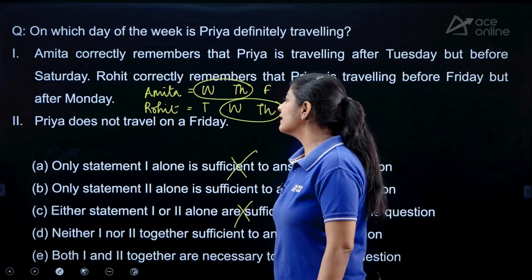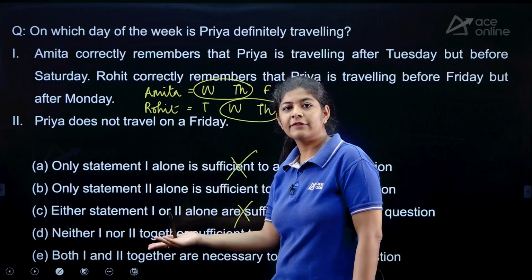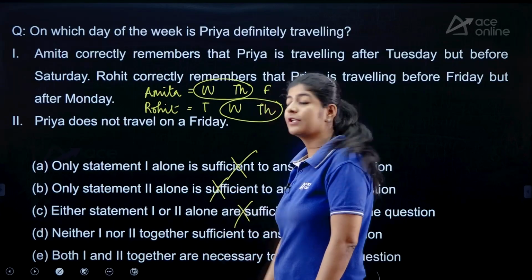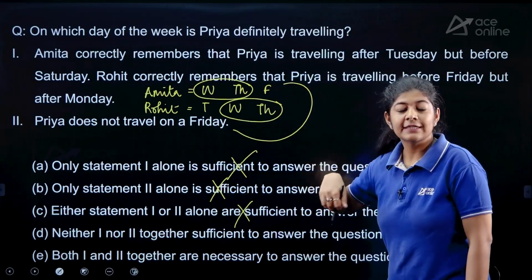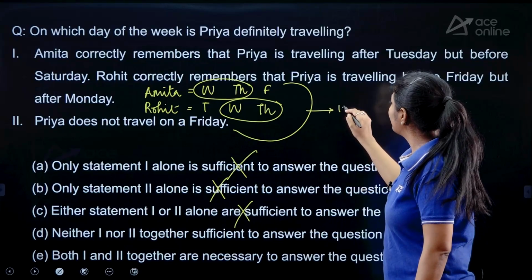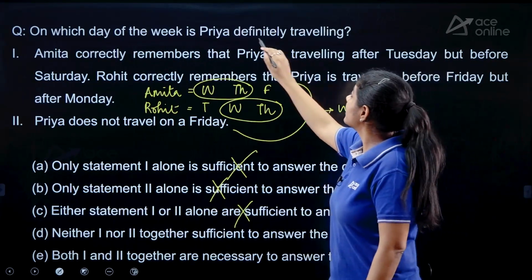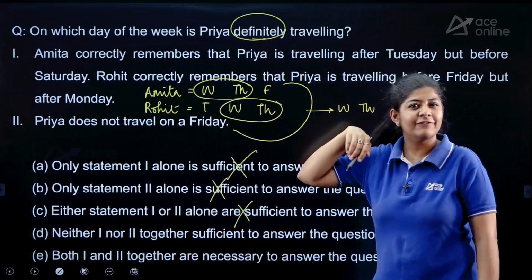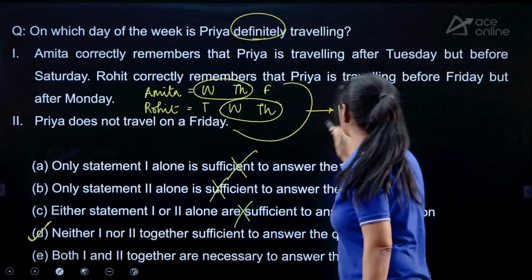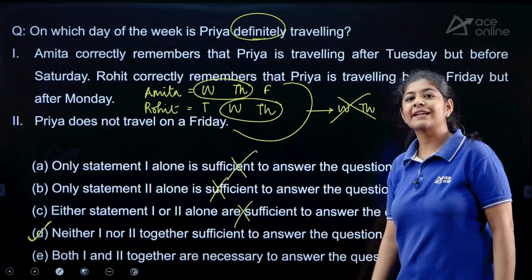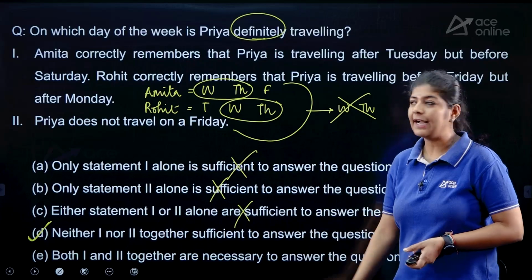Second, Priya does not travel on Friday. Okay. With this one, can we define it? No. Option number B is also eliminated. If we combine both of them together, still our possible answers are Wednesday and Thursday. But we want to find out the definite day. So are we able to get the answer? No. So option number D is the correct one. After merging both of them, still we are not able to get the answer.